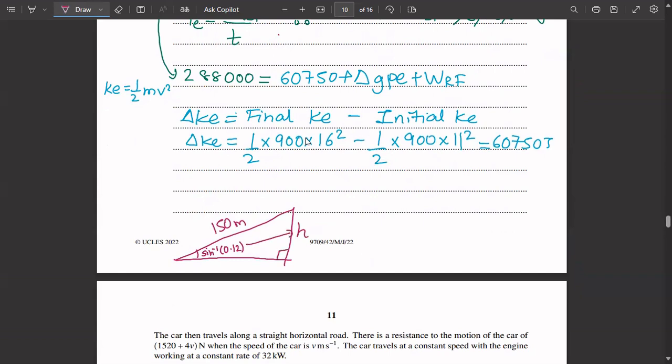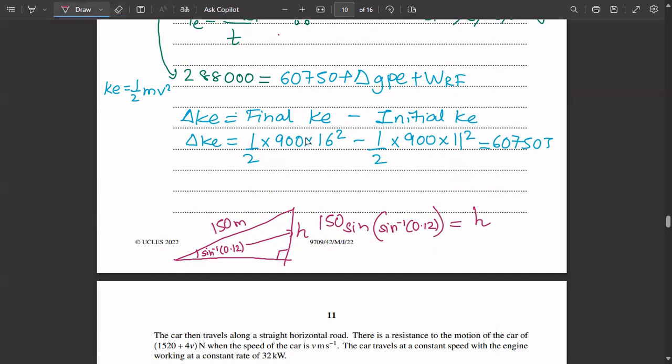This is opposite. So sine inverse of 0.12 is equal to height upon 150. Now this 150 can go there. So we will get 150 sine inverse of 0.12. So this is the height.